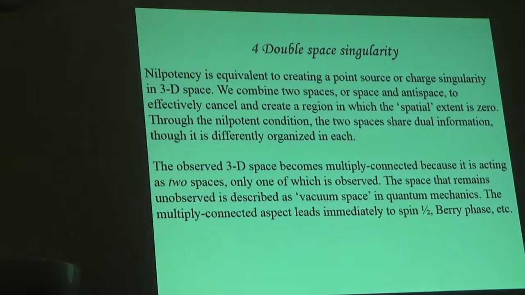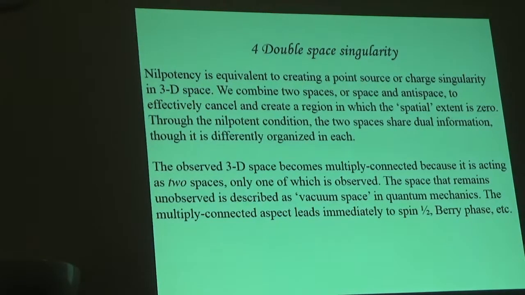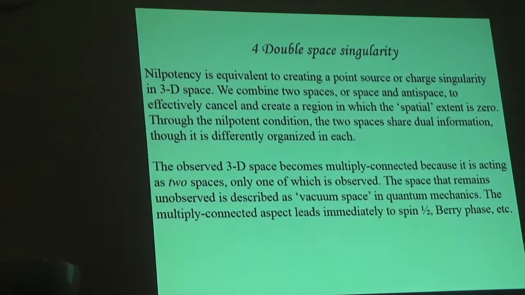And I say nilpotency is equivalent to creating what we might call a point source or charge singularity. The charge has zero size. It doesn't mean the particle is confined to a particular point in space, but it has zero size. We combine two spaces, or space and anti-space, to effectively cancel. And the spatial extent is zero because the norm of that object is zero. The Pythagorean norm is zero. So we've got a zero point, as it were, from the cancellation brought by combining two spaces.